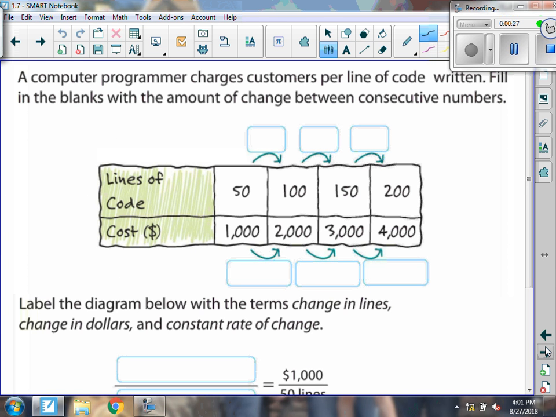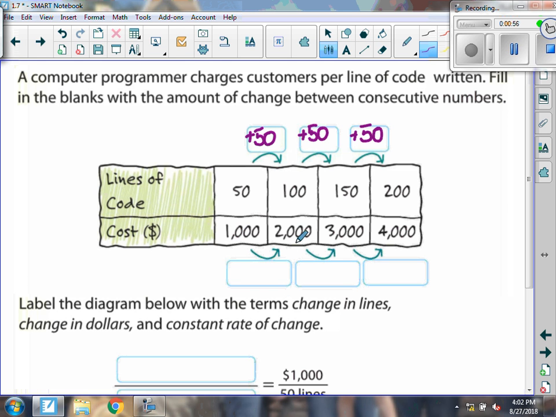Okay, I want you to follow along with this. A computer programmer charges customers per line of code. Fill in the blanks with the amount of change between consecutive numbers. So what's the difference between 100 and 50? So from 50 to 100, that's an increase of 50. So I'm going to put plus 50. From 100 to 150, that's plus 50. And from 150 to 200 is plus 50.